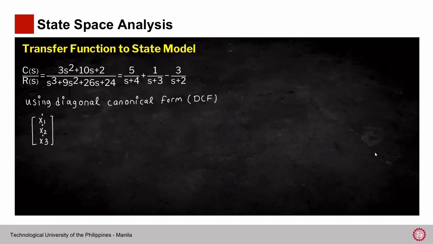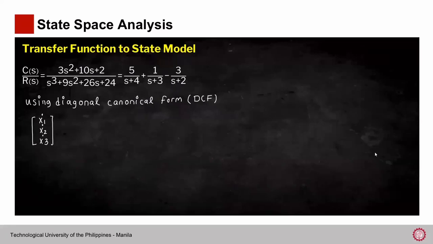By the way, diagonal canonical form only works if your poles are simple poles, like s plus 4, s plus 3, s plus 2. So, it will not work if you have repeated poles. So, pag repeated poles, guys, okay, we'll be using another form. And that is yung next dito. Ituturo ko mamaya. Okay?